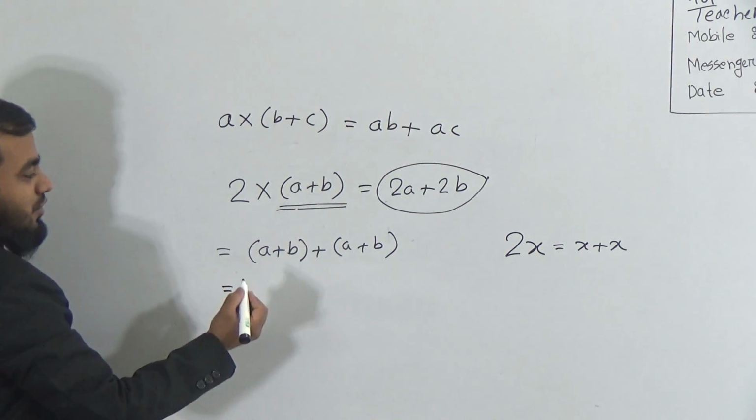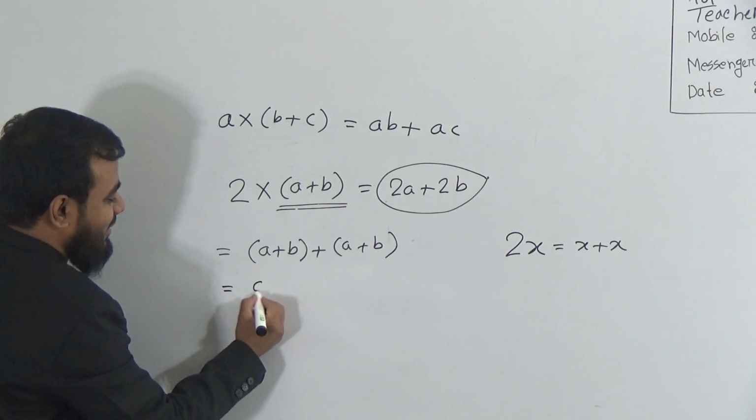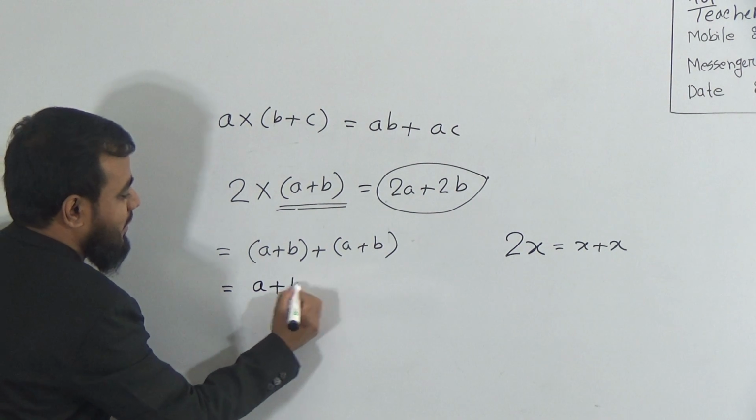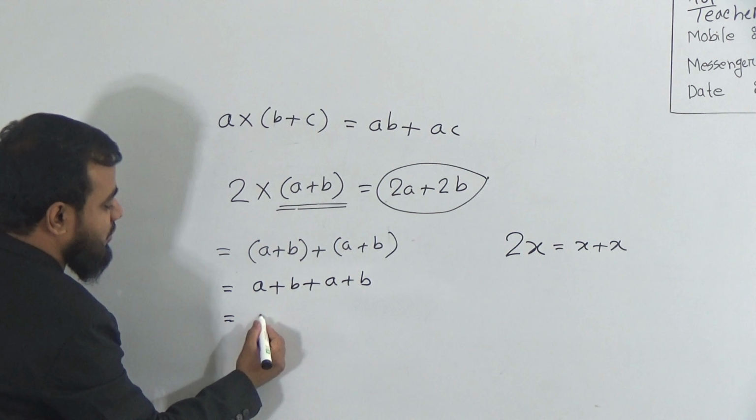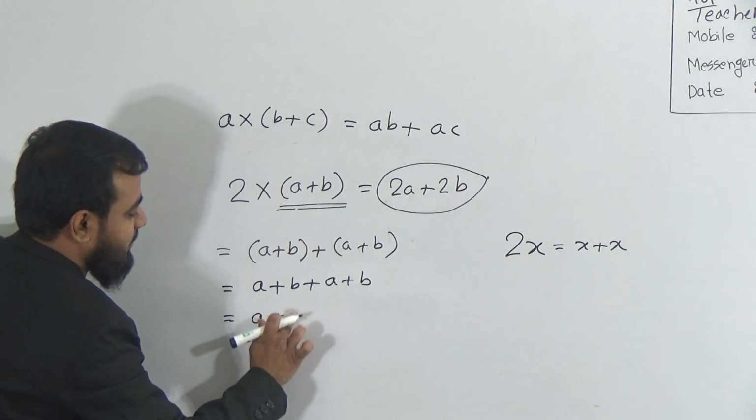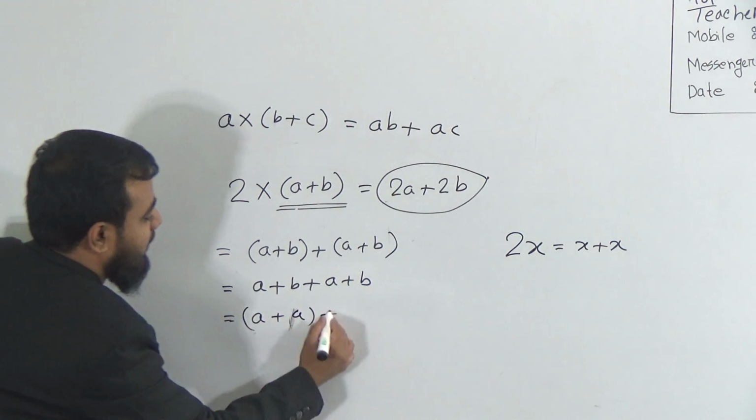Now we know how to do addition. The variables are a plus b plus a plus b. Now separate the similar variables. It's a plus a, then it's b plus b.